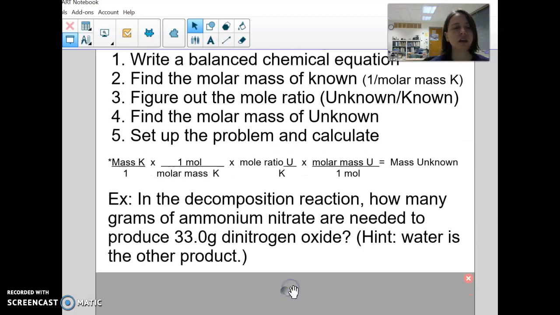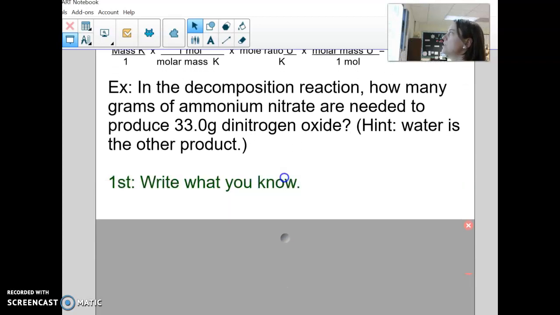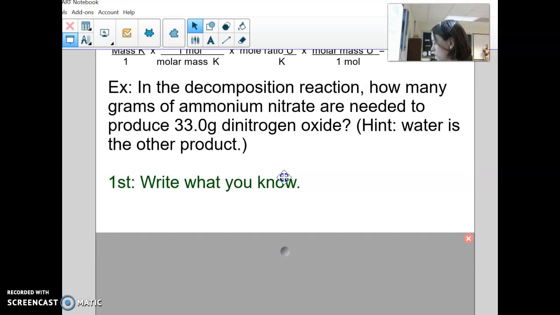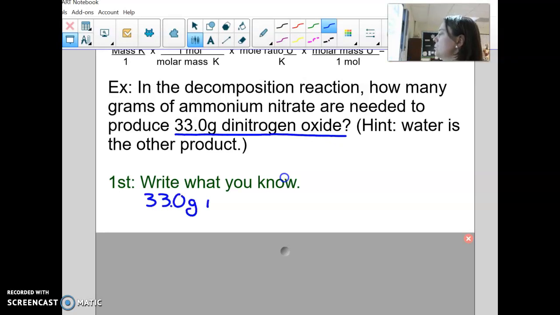Alright, let's do it. In the decomposition reaction, how many grams of ammonium nitrate are needed to produce 33 grams of dinitrogen oxide? And water is the other product. Okay, so let's write down what we know. We know that we have 33 grams of dinitrogen oxide, that's N2O. And we want to know how many grams of ammonium nitrate.